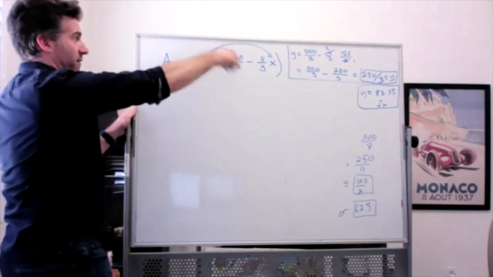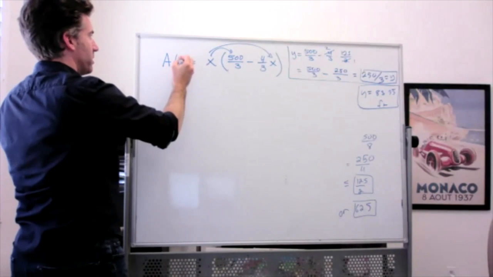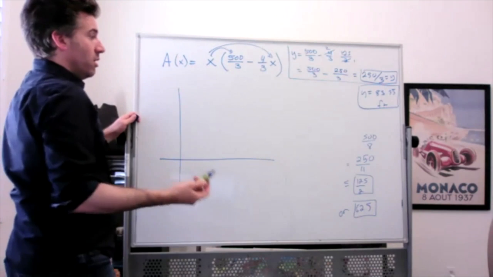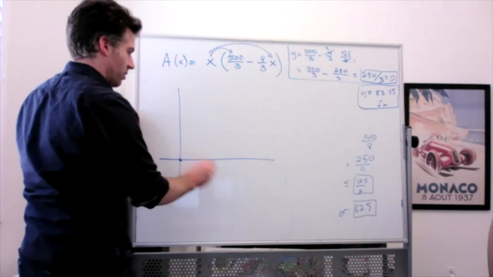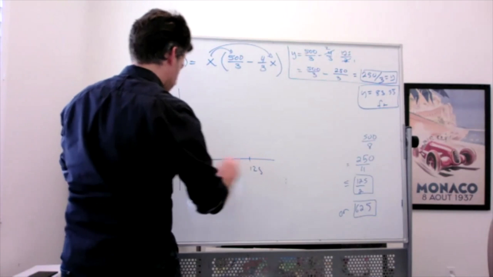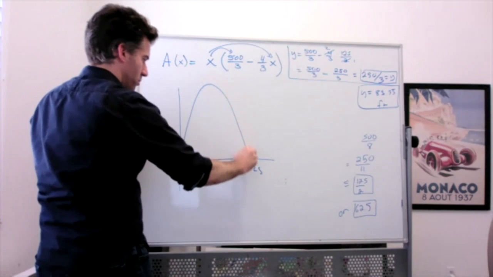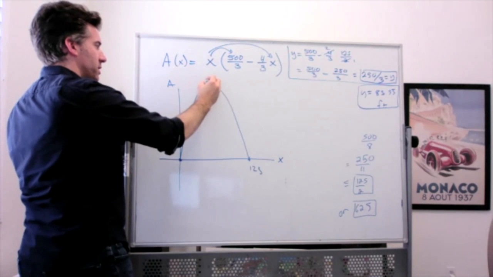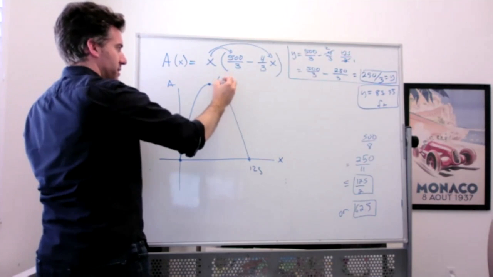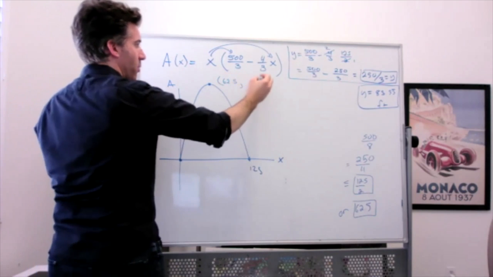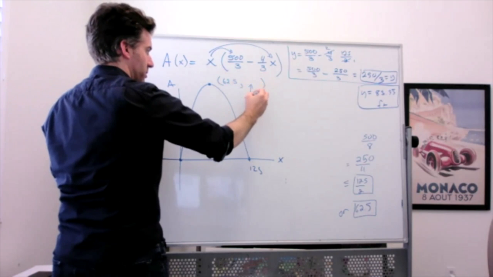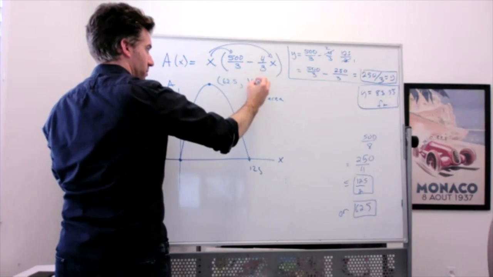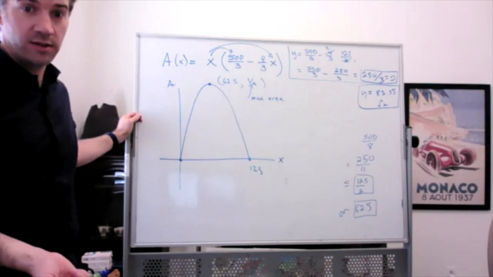That if I were to graph this area as a function of X, the x-intercept would be 0 and 125. And the vertex here would be where X is 62.5, and the Y value would be your maximum area. I suppose you could say it's your A value. Right? It's the A coordinate of your vertex.